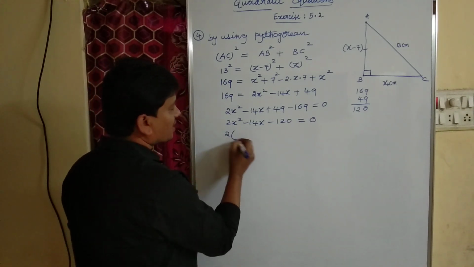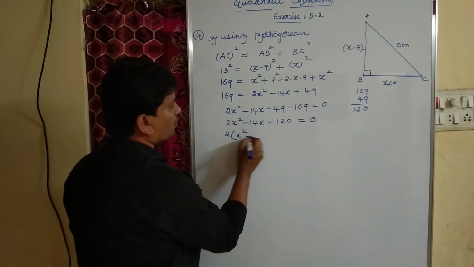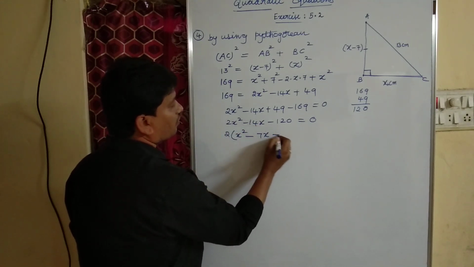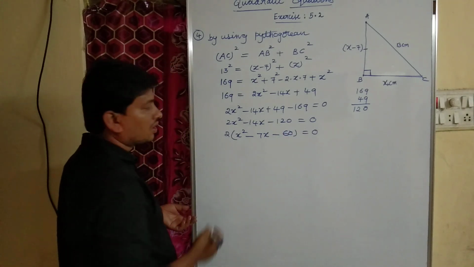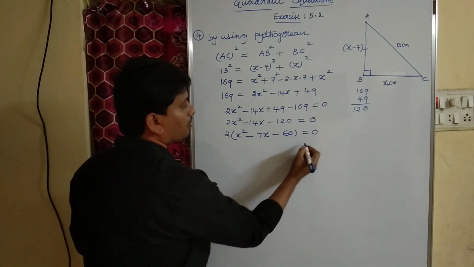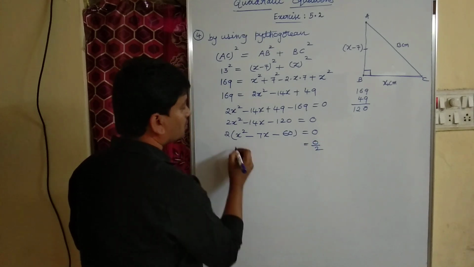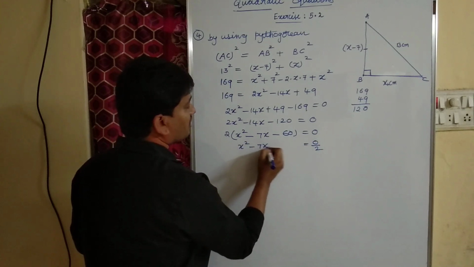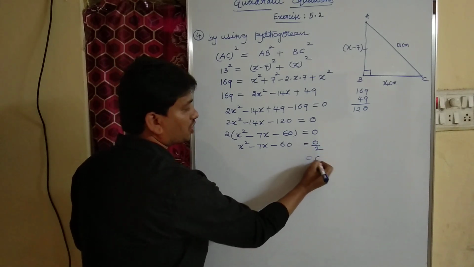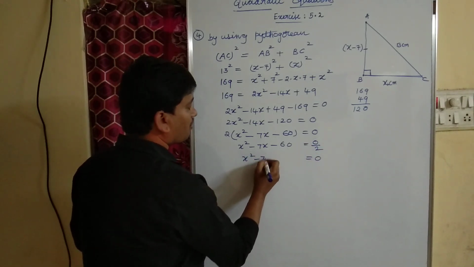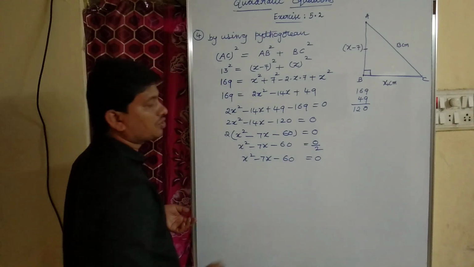Again here I can take 2 as common. 2 into x square, 2x square, 2 7 is 14, 2 60 is 120. As 2 is multiplying, transpose, it will become 0 by 2. So that is x square minus 7x minus 60. So 0 by something, 0 only. So x square minus 7x minus 60 equal to 0.